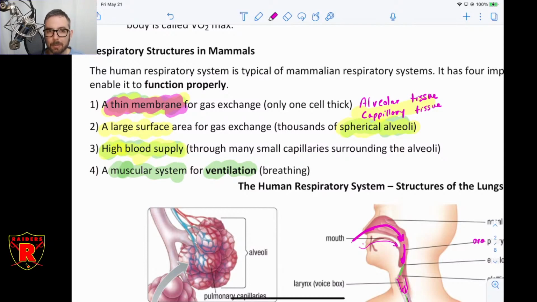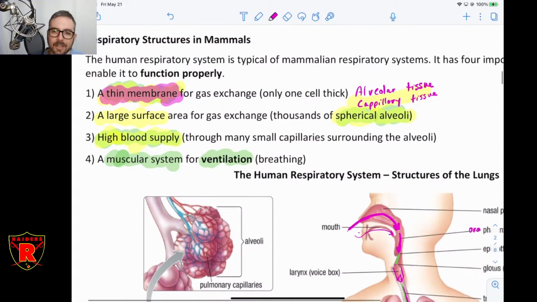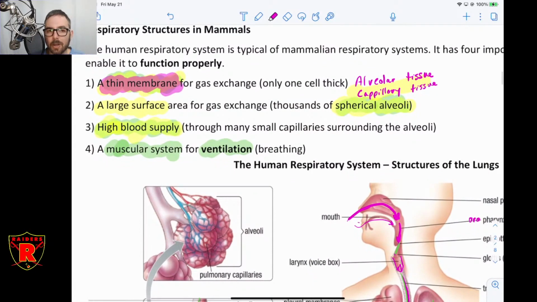So you need a thin membrane in order to get enough gas into your body to actually maintain the concentration of oxygen that's necessary. Think about it, you're made of 100 trillion cells. So many cells you've got to provide oxygen to. So in order to make this work, you need a very large surface area for gas exchange. So how many alveoli do you have? Hundreds of thousands. A lot.